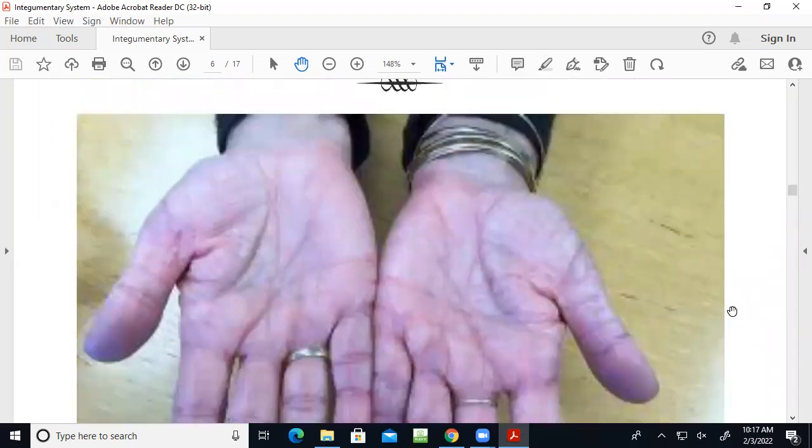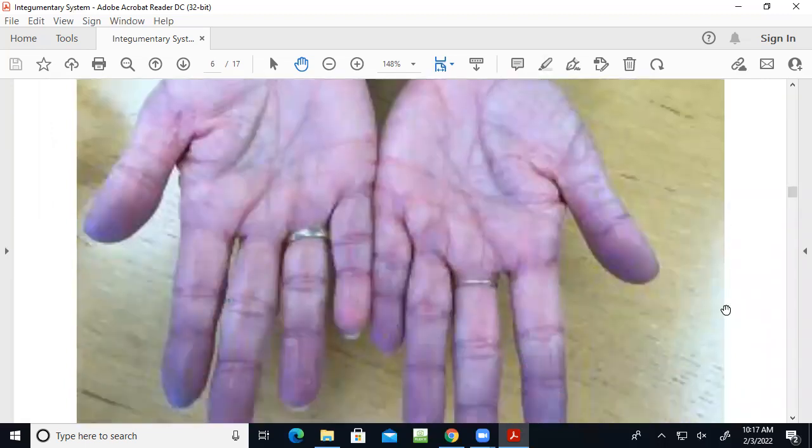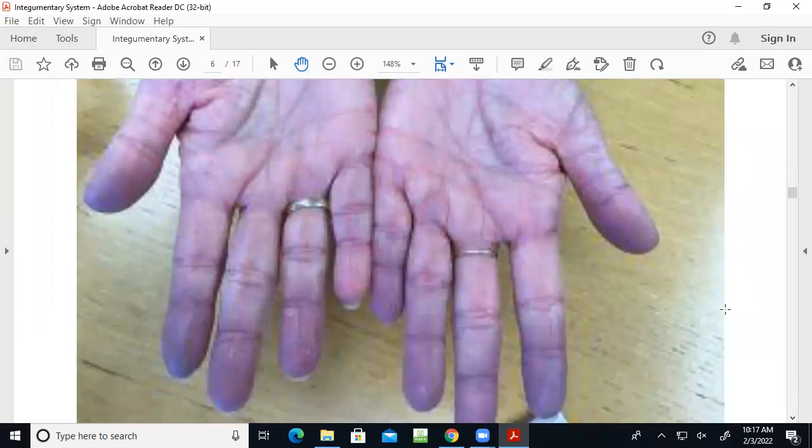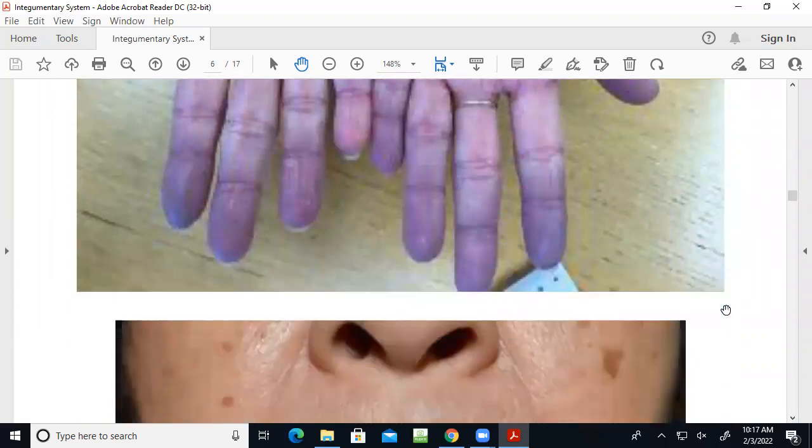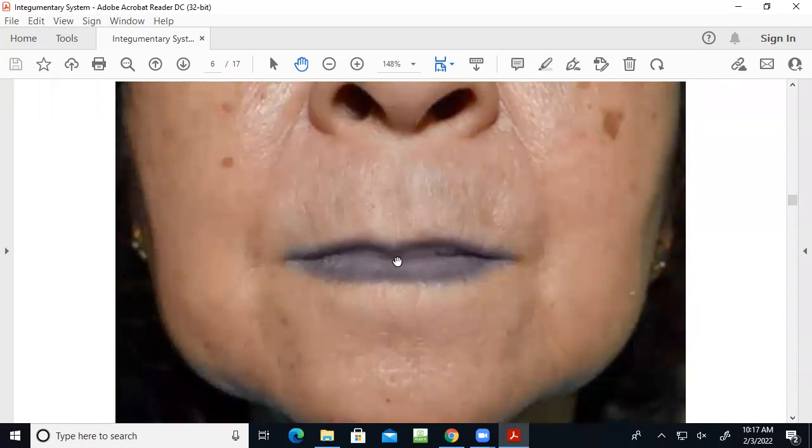Okay, like I said, I got a couple slides here to show you some pictures. Pretty good example of cyanosis, that blueness, very evident here in the fingers. Once again, from a lack of oxygen. Very common to see it in a person's lips, kind of almost purpley color to it.